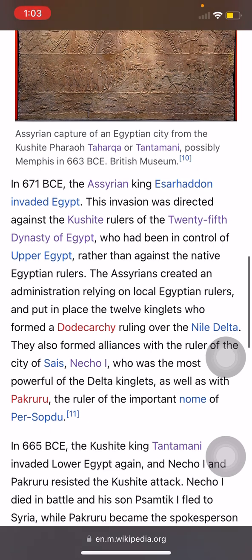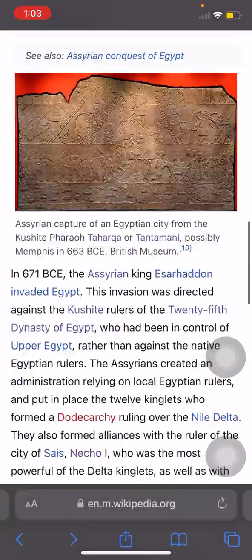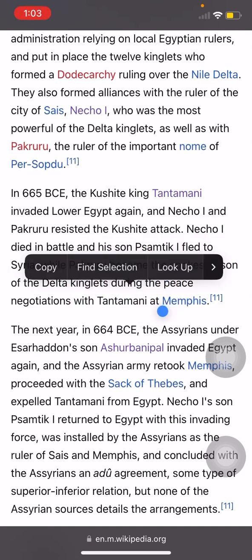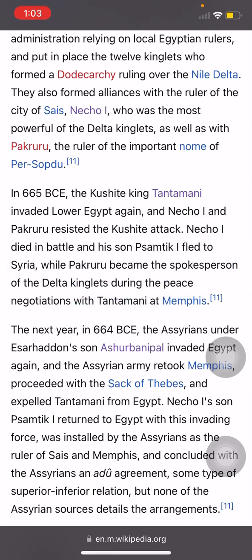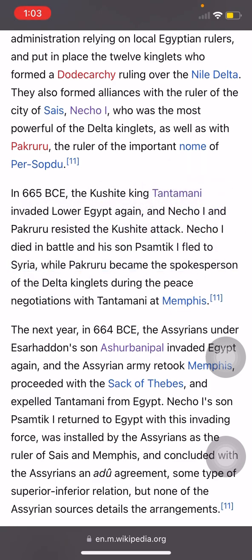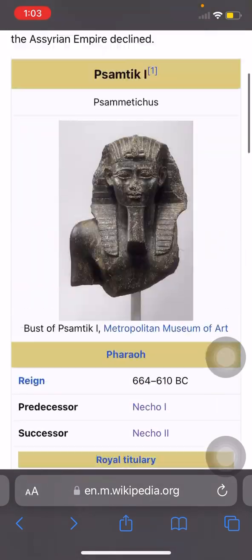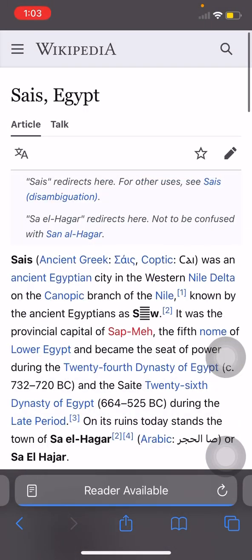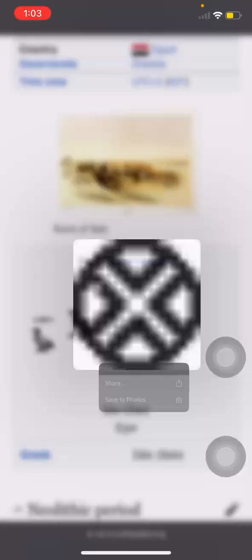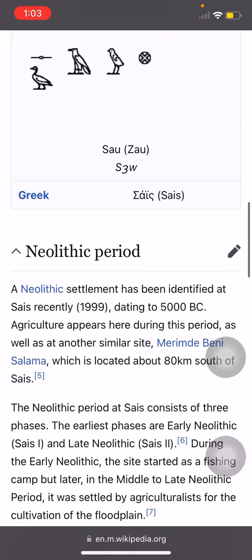They also formed an alliance with the rulers of the city of Sais, Necho the First. Now you see, we got Memphis. We got take Memphis. The battle of his son Psamtik, who fled to Assyria. Okay, just want to say that real quick. Anyway, let's go to Sais again real quick. You see the Olmec symbol right there.